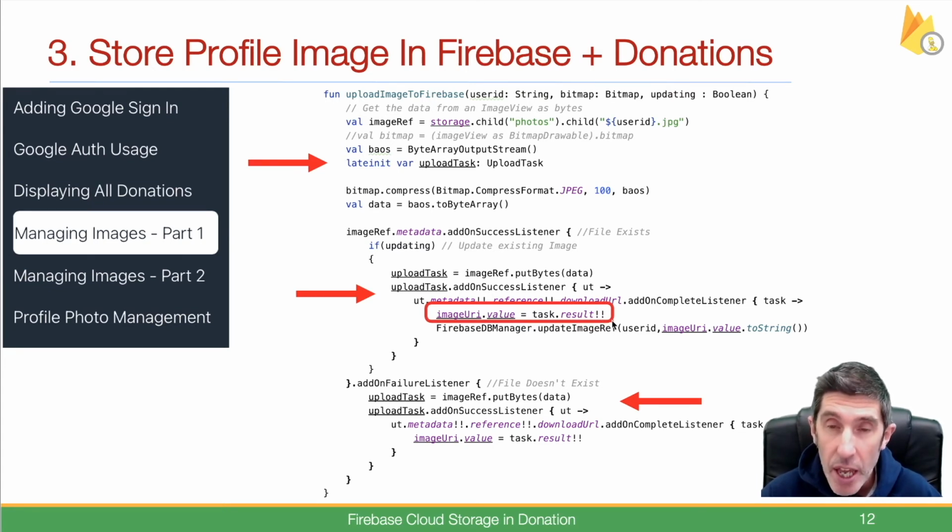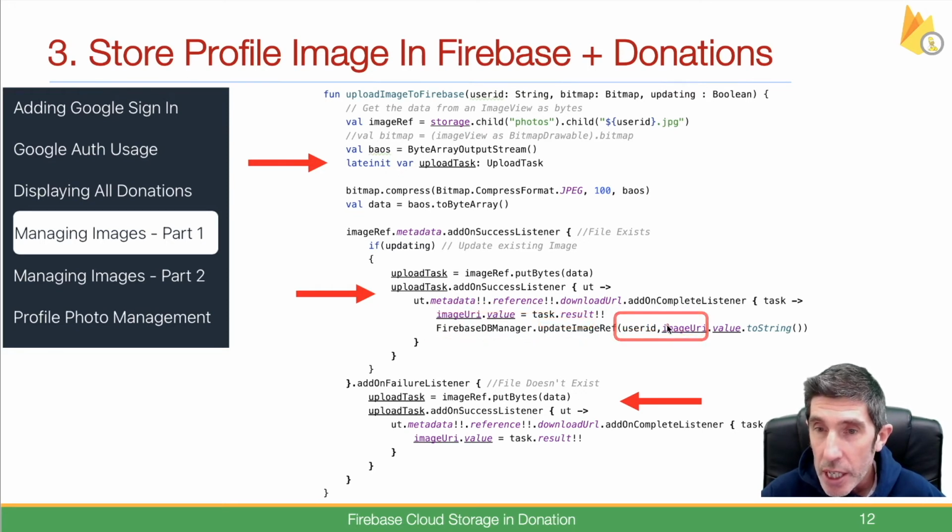So the user has gone off and chosen to change their image, and then we use our Firebase DB manager to update that image across the board. We're passing in the user ID and the new image URI. That's what causes the ripple effect that you will see in the demo from the last video.